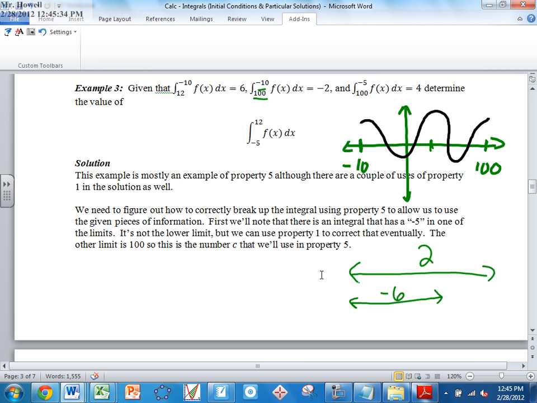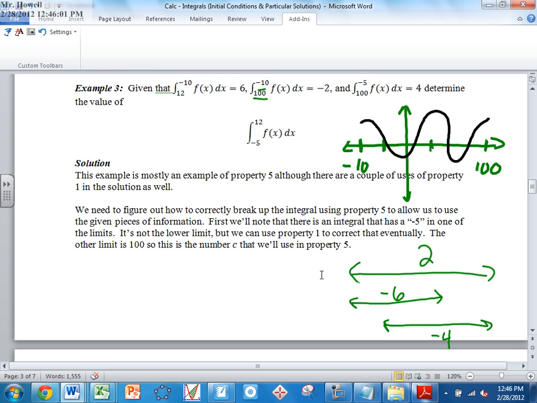What does the last part tell me? I want to know lower to upper. The area is negative 4, you said, right? From negative 5, which now we have to put another mark in. Let's put a mark there for negative 5. From negative 5, go down, start the arrow here, all the way to 100, the area is negative 4. See what I'm doing? I'm looking at overlapping areas now.